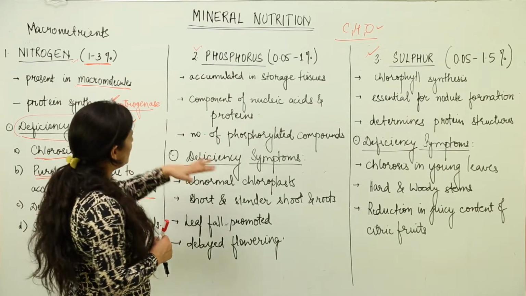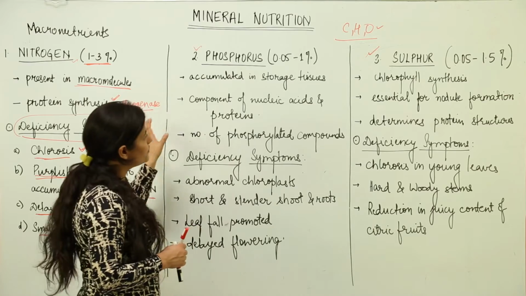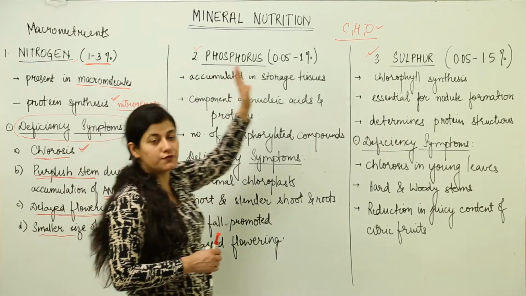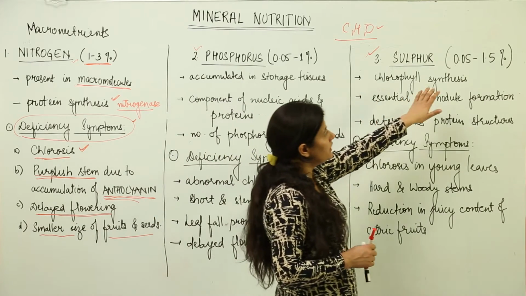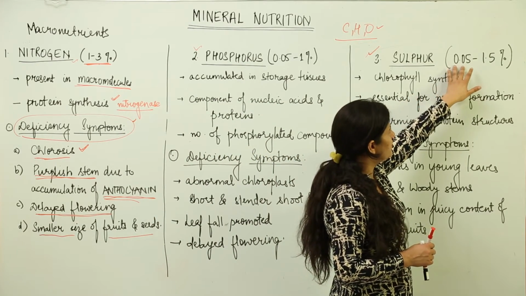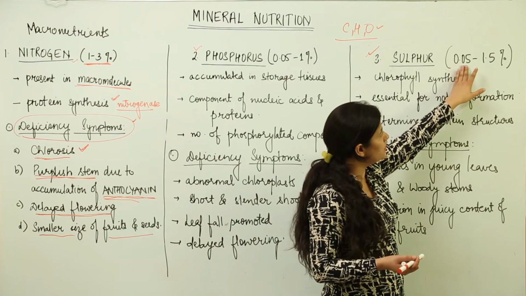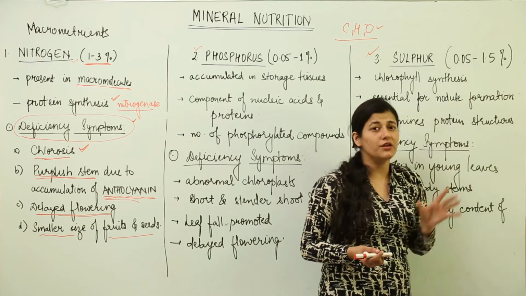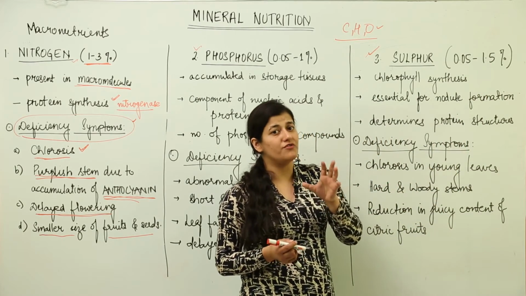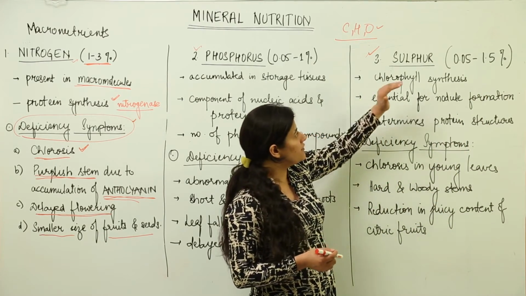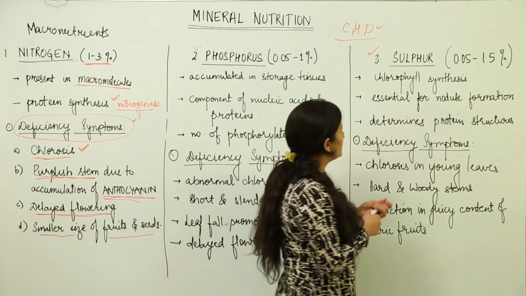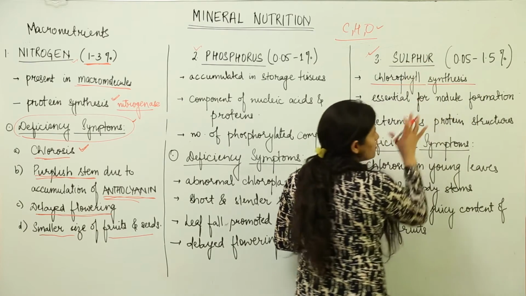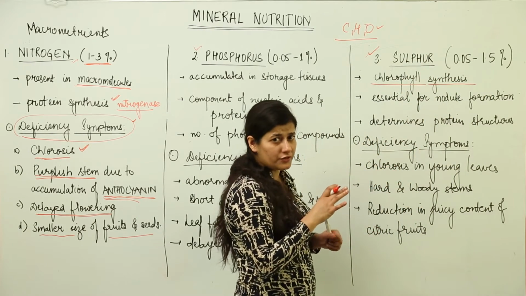We are going to consider sulfur before phosphorus because in terms of abundance, apart from CHO, first comes nitrogen, which is followed by sulfur. As you can see, in terms of its availability or abundance, it is 0.05 to 1.5% of the plant body. Now you know sulfur is an important component of various proteins. So sulfur plays an important role in chlorophyll synthesis. When the chlorophyll is to be formed, it has an important role.